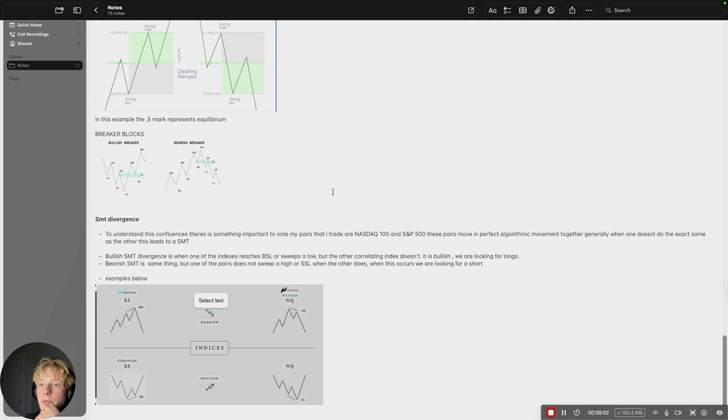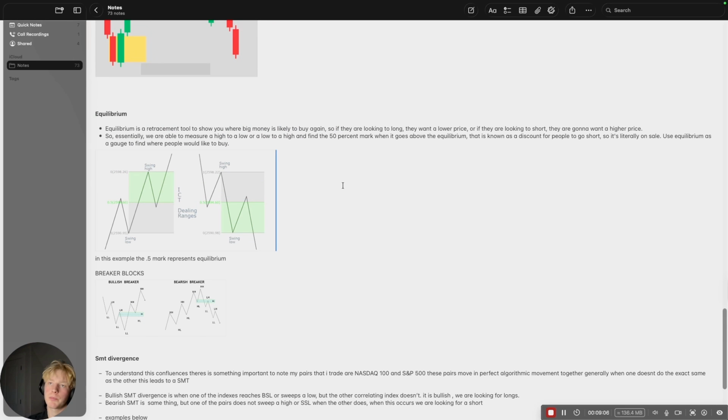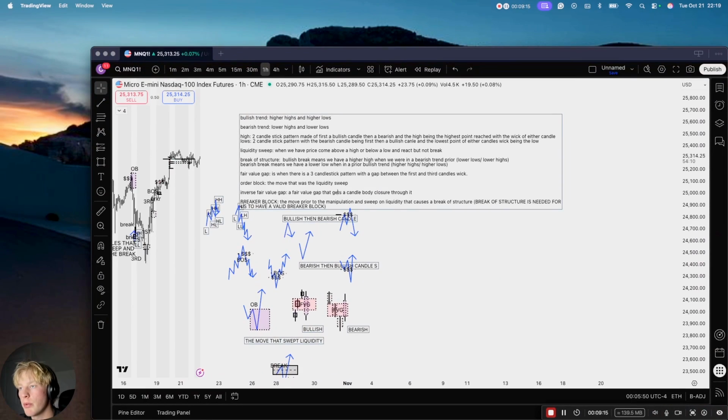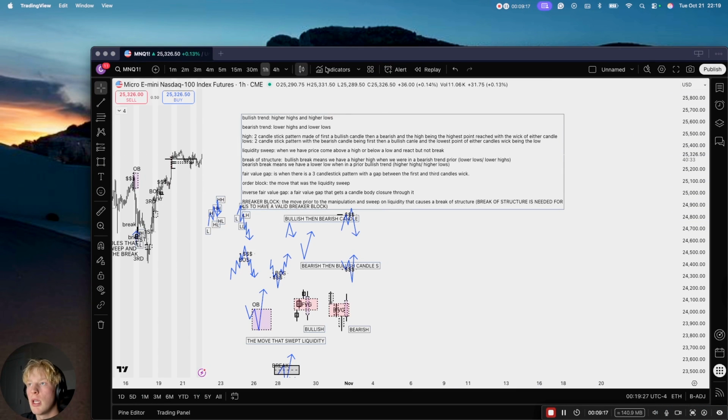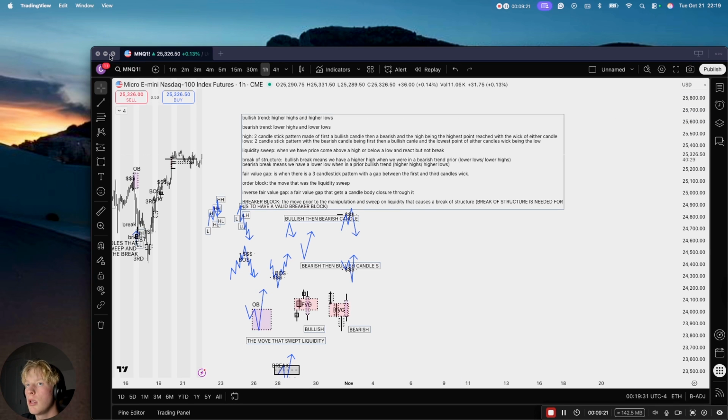Yeah, there we go. And I'll teach you SMT divergence some other time. That's a little bit more complicated. But now that we know this, I'm going to go a little bit more in depth on the charts for you. And I'm going to show you examples that we can look through. So I'm going to delete everything just so you don't get complicated.